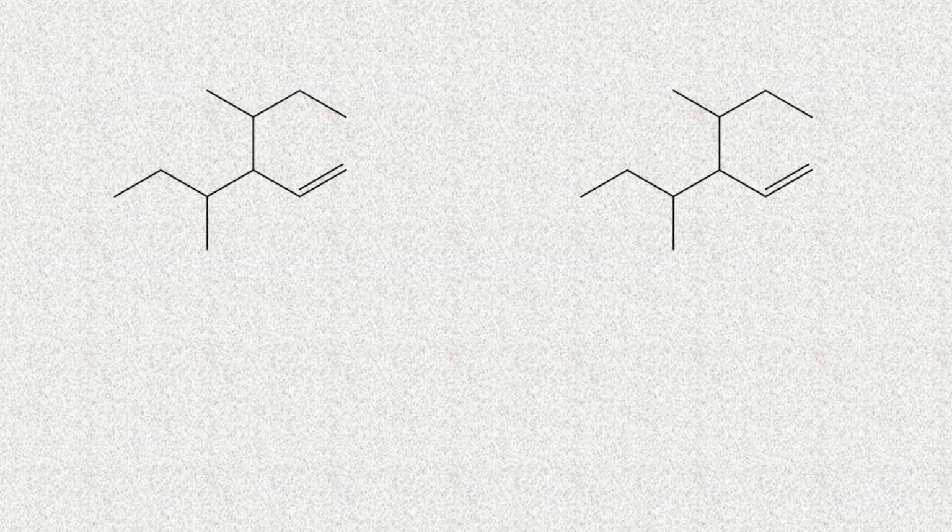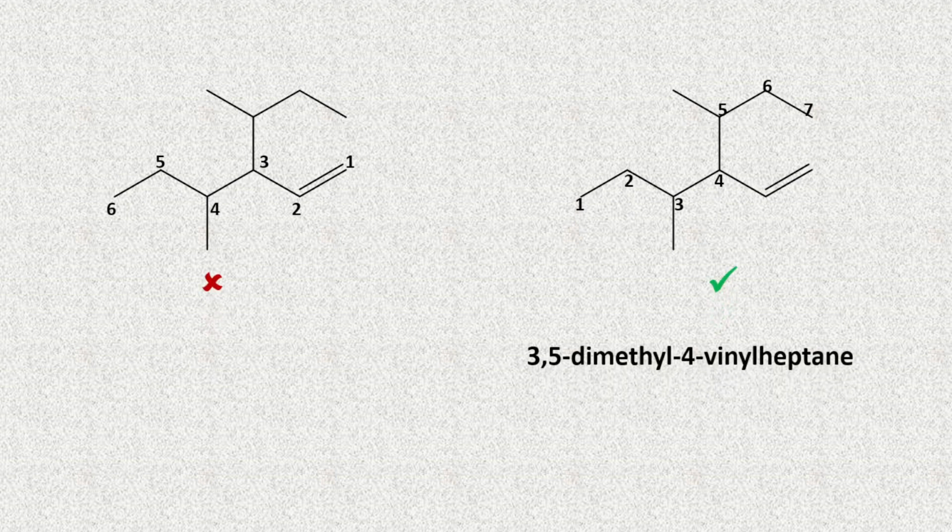In this compound, if we consider the unsaturated carbon, then the parent chain will have 6 carbons only. So the correct one is the second one, as it consists of 7 carbons in the parent chain. So its IUPAC nomenclature is 3,5-dimethyl-4-vinylheptane.